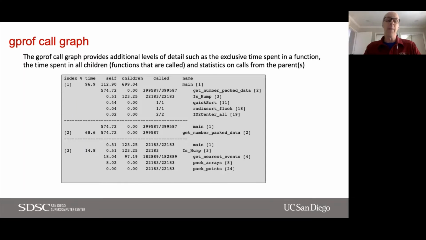This won't always add up to 100. gprof doesn't look at the level of every single instruction that's executed. Rather, it does a sampling. So there is going to be a little bit of variation, but it's usually pretty good.